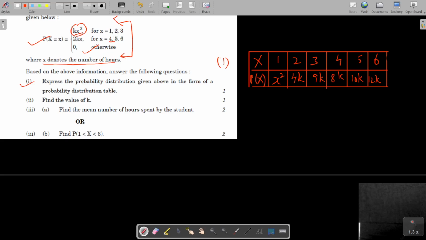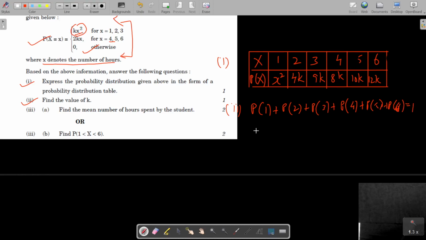So k, 4k, 9k, 8k, 10k, and 12k are respectively the probabilities of 1, 2, 3, 4, 5, 6 hours. Now we have to find the value of k. So we know that if we sum up all these events, the probability of all the events should be equal to 1.